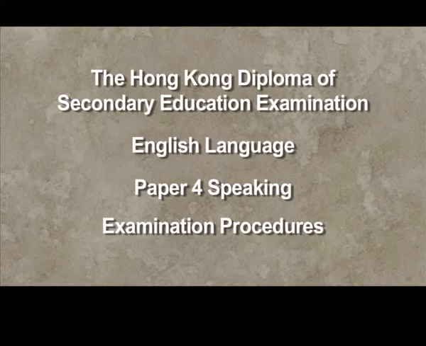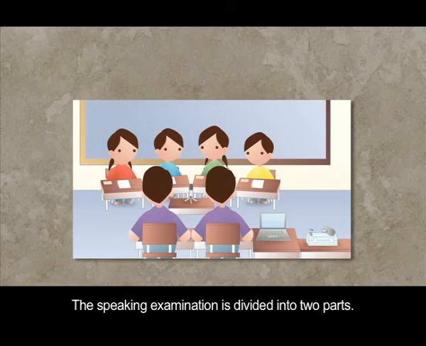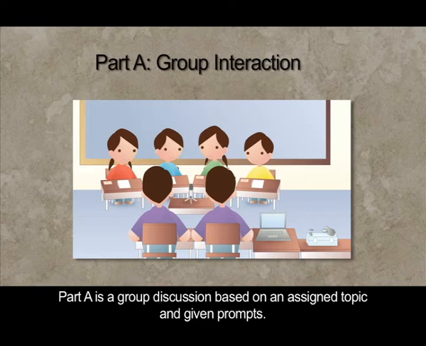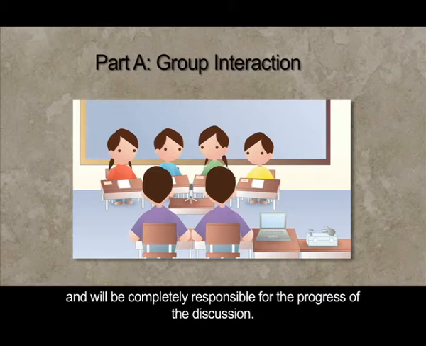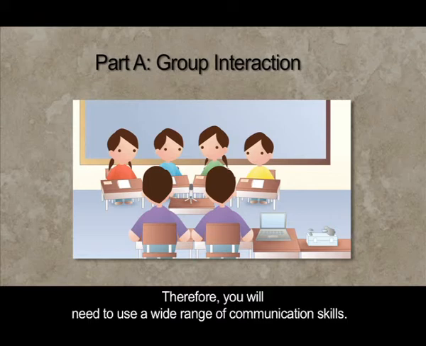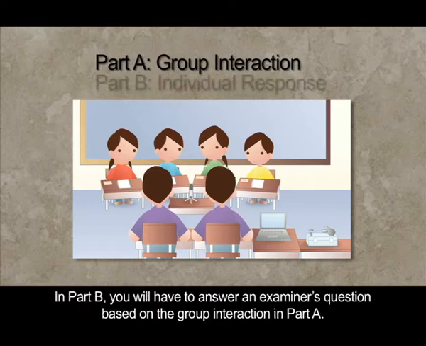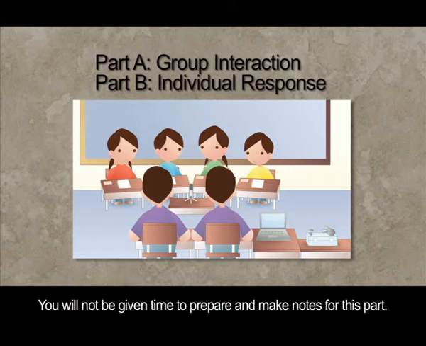Examination Procedures. The speaking examination is divided into two parts. Part A is a group discussion based on an assigned topic and given prompts. For this part, you'll be interacting with your peers and will be completely responsible for the progress of the discussion. Therefore, you will need to use a wide range of communication skills. In Part B, you will have to answer an examiner's question based on the group interaction in Part A. You will not be given time to prepare and make notes for this part.